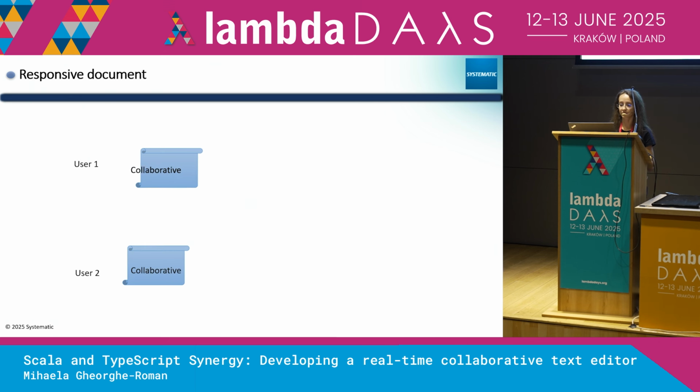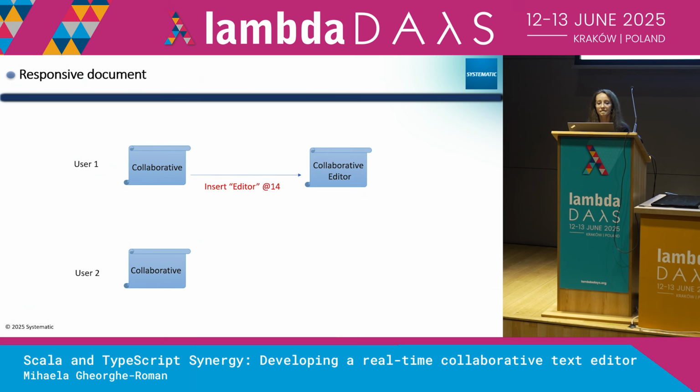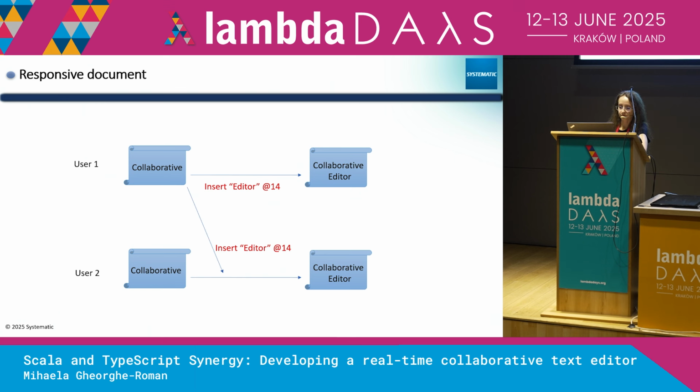Let's return to the previous example. I mentioned user 1 was faster, so we ended up with collaborative. Let's assume that the user now tried to insert editor at position 14. That's the index where that text should go. So the conclusion is that we end up with a collaborative editor there. The notification will be sent to all the available users, to everyone that is connected, so everyone will see collaborative editor. So far, so good.